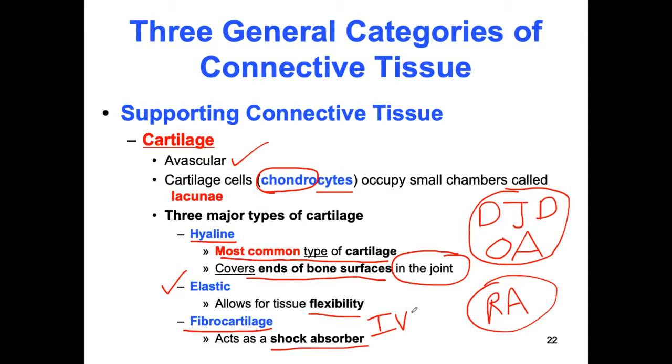Those are called intervertebral discs, IVDs, intervertebral discs. That's fibrocartilage. You can also find fibrocartilage between the knee. It's just called a meniscus. And you can find it where the pubic bones are. It's called a pubic symphysis.